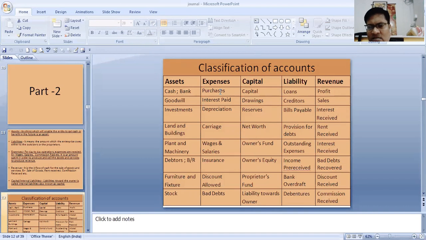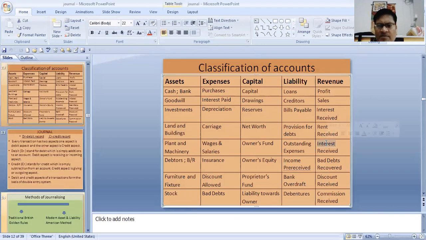Next, see the last accounts in the classification of accounts. Under that, the last item is revenue, profit, sales, interest received, rent received, bad debts recovered, discount received, commission received. These are all revenues. Over here, I have written interest received again. We can write over here some other thing received, like income received, some other income received. So this is also nothing but revenue.